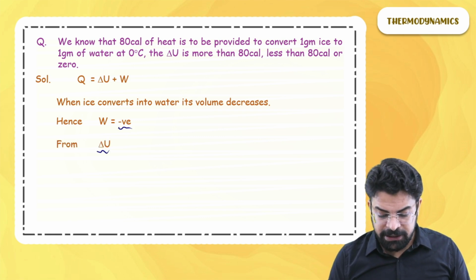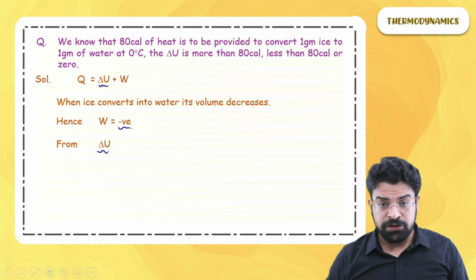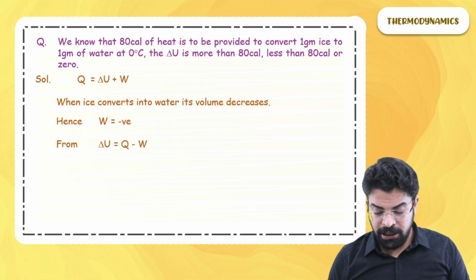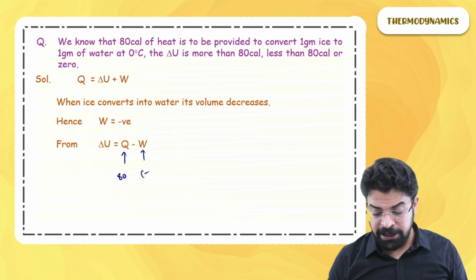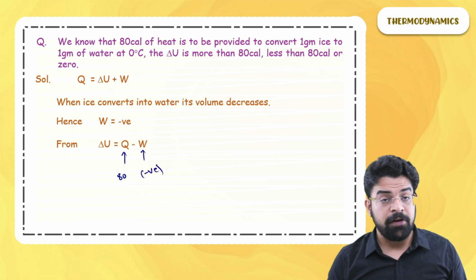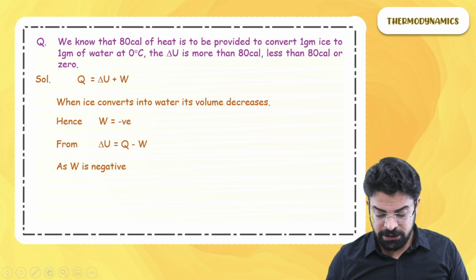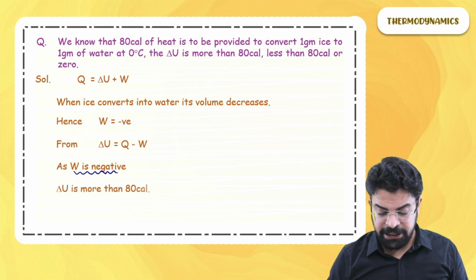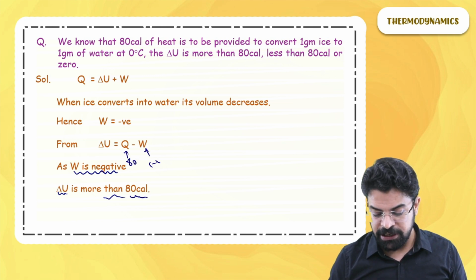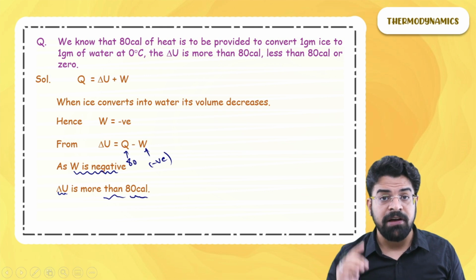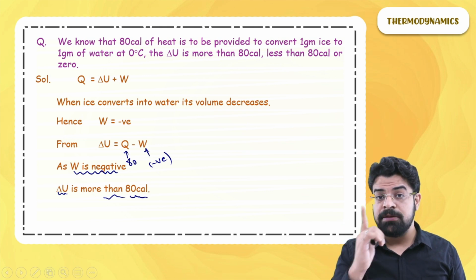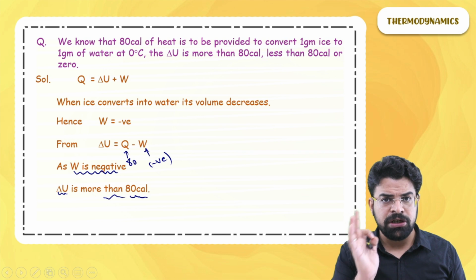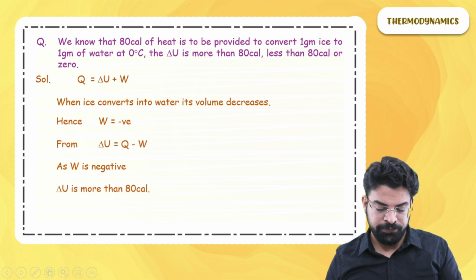And you can write delta U, the change in internal energy, equals Q minus W. Here, your Q is 80, and this W is some negative number. So negative of negative becomes positive. Hence, as W is negative, the change in internal energy will be more than 80 calories. Simple question, important question. Let's move on.